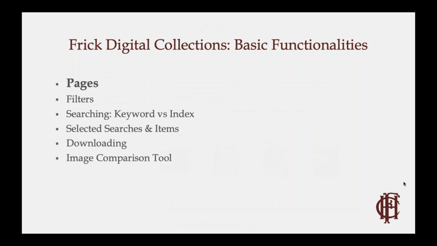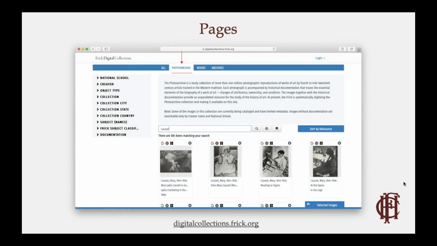So the first step when you arrive on the homepage of Frick Digital Collections is to make sure and choose the Photoarchive page here. You can see there are these 4 tabs which delineate the 3 different collections available on Frick Digital Collections: Photoarchive, Archives, and Books. So it's important to choose the Photoarchive tab if you're looking for Photoarchive materials because there are specific filters and functions that are available within this page that are not available in the others.